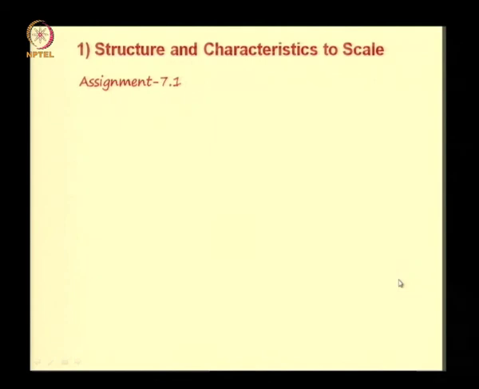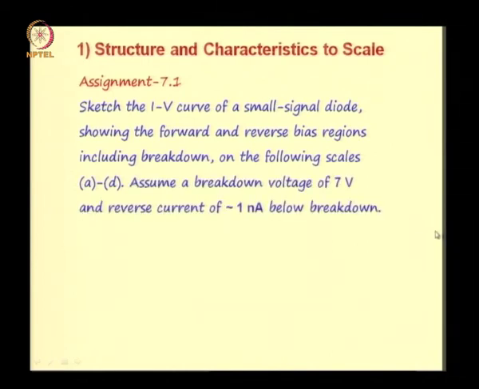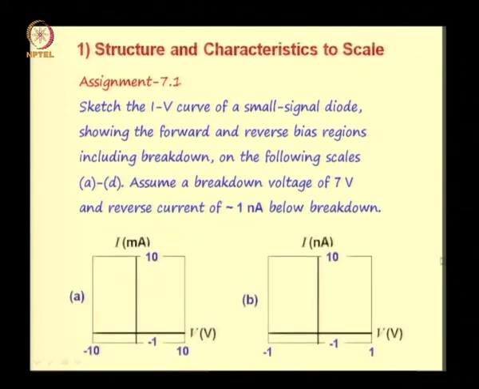Let us look at some assignments. Sketch the current voltage curve of a small signal diode showing the forward and reverse bias regions including breakdown on the following scales A to D. Assume a breakdown voltage of 7 volts and reverse current of 1 nanoampere below breakdown. So for A and B, the scales are as follows. The voltage axis goes from minus 10 to plus 10 volts, and the current axis is in milliamperes and goes from 10 to minus 1 milliamperes.